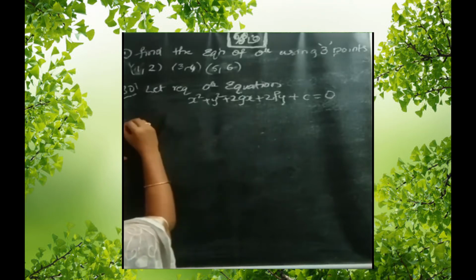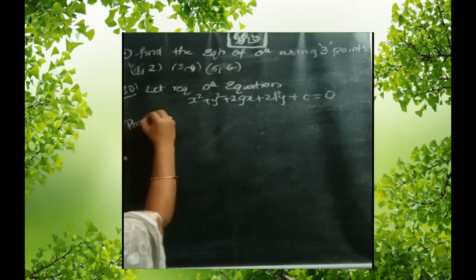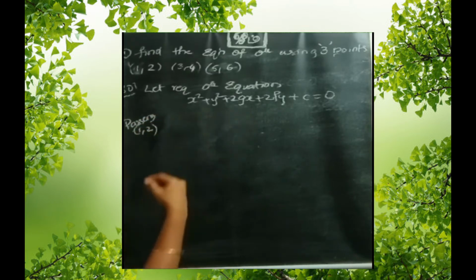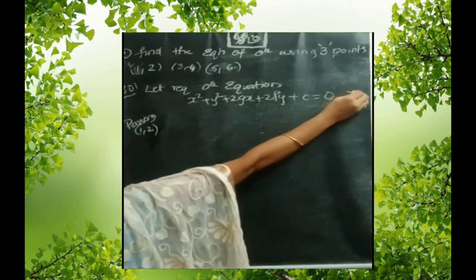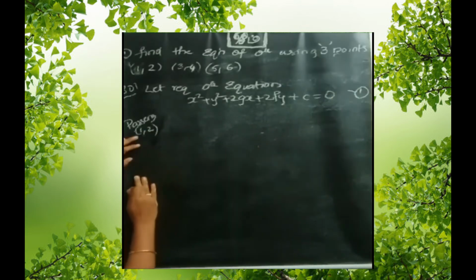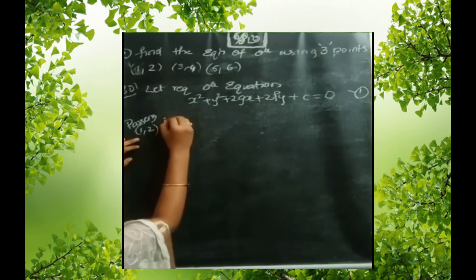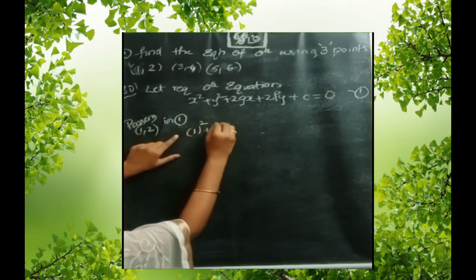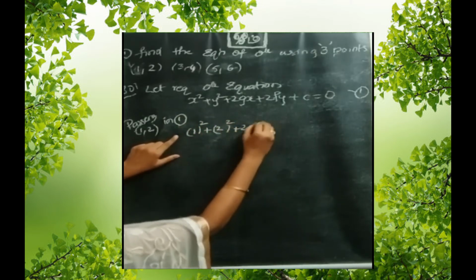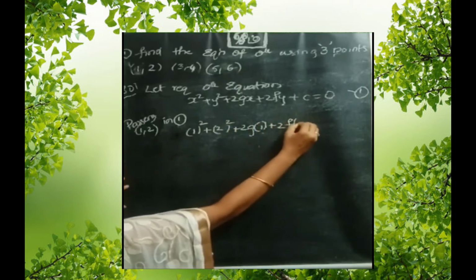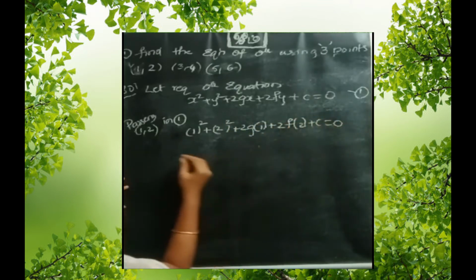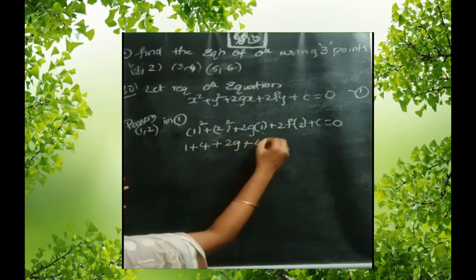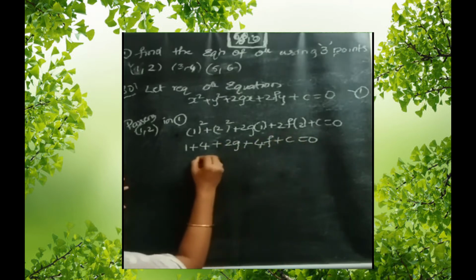Now passing through (1, 2), this is the first equation, same as the previous problem. Now substitute this point in the equation: 1 squared plus 2 squared plus 2g into 1 plus 2f into 2 plus c equals 0. 1 plus 4 plus 2g plus 4f plus c equals 0.